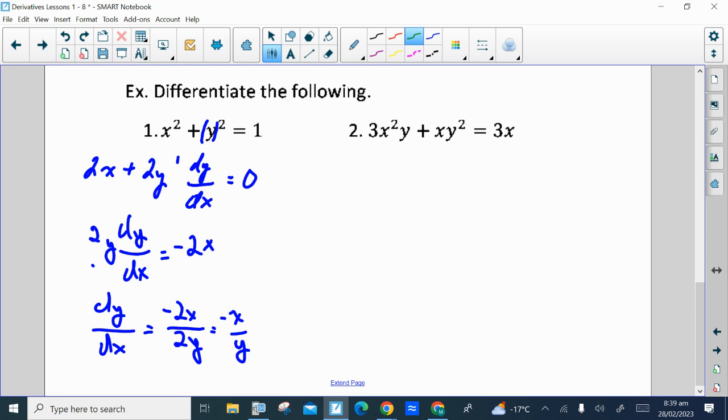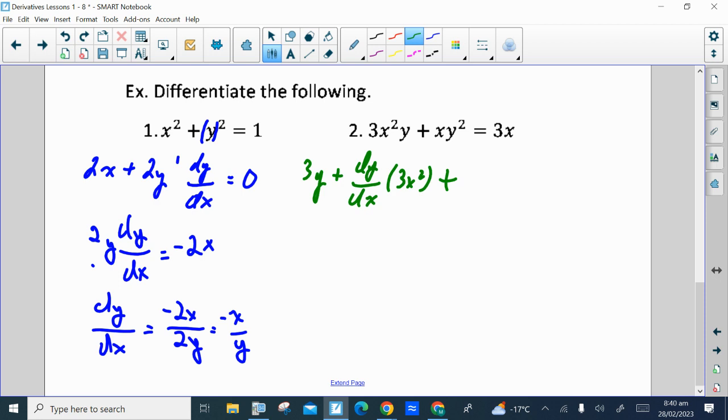To differentiate that first term, again, product law. Derivative of the first factor, which is 3, times the second factor, which is just y, plus the derivative of the second factor. The derivative of y is dy by dx, times the first factor, which is 3x squared. So there's a derivative of 3x squared y using implicit differentiation and product law.